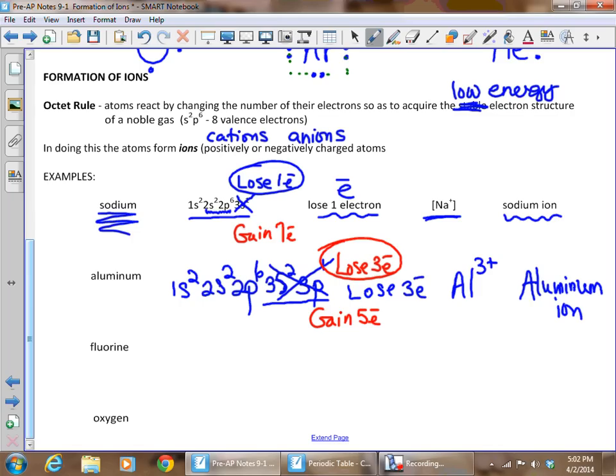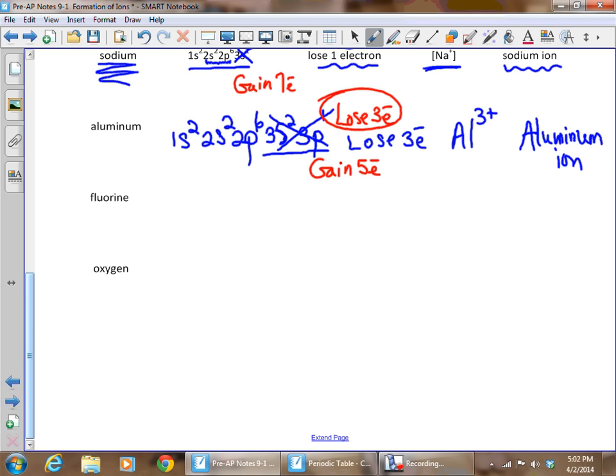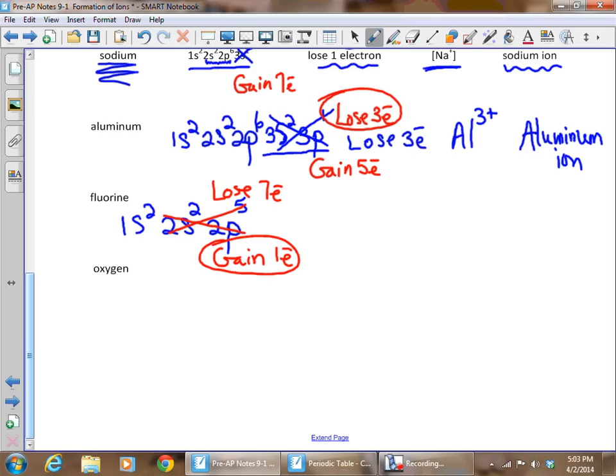So let's see something just a little bit different and see what happens with fluorine. So if we look at fluorine, fluorine is a 1s2, 2s2, 2p5 element. If we fill it up to 2s2, 2p6, I think you can see that we would need to gain 1 electron. Or we could choose to get rid of the entire second energy level, which would leave the first energy level full. But to do that, we would have to lose 7 electrons. Which is it going to choose? Exactly. Gain 1 electron.